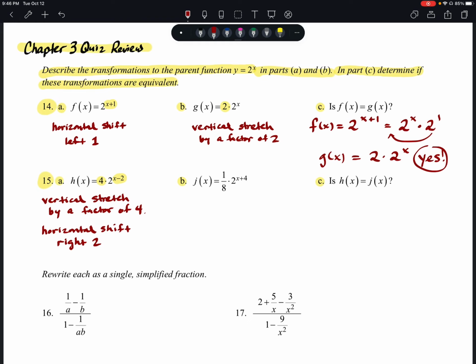Let's look at j of x. It equals 1/8 times 2 to the power of x plus 4. So remember 1/8, when we're multiplying by a proper fraction here for our stretch factor, this is going to be a vertical compression by a factor of 1/8. And then when we look up in the exponent here, our x plus 4, that means we're going to have a horizontal shift left 4.